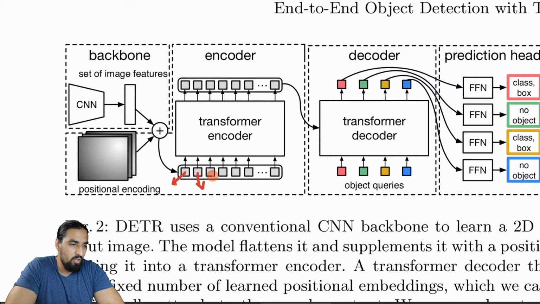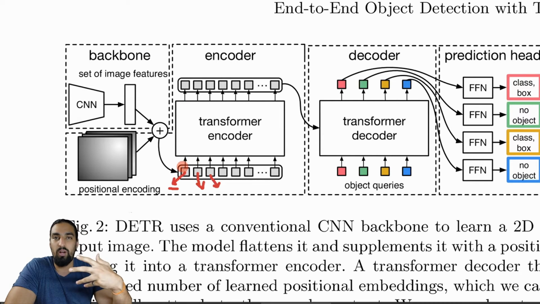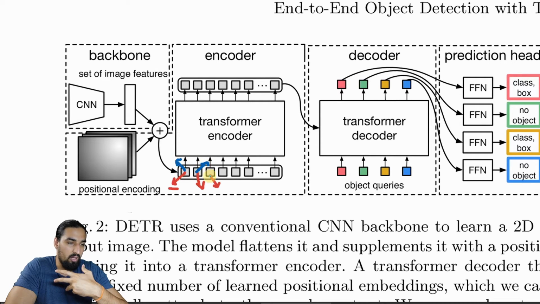So we'll have queries, and then let's focus on a specific query. Basically, this query will do a dot product. That's a way to find the similarity between that query and all of the keys. We'll have keys for every single token.